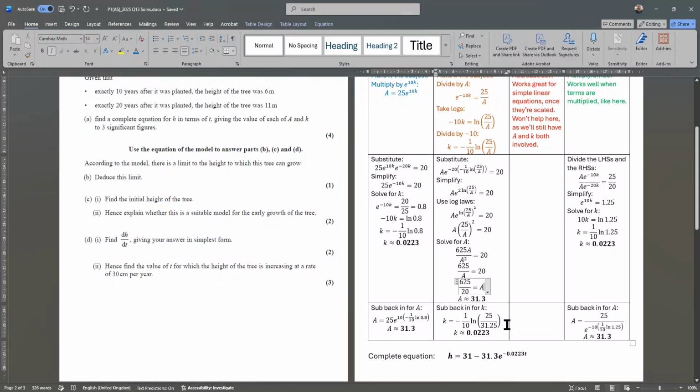As you can see, a bit of a slog. Once you've got one of the values, sub it back in to your expression for k, and you can find the other value. So at least that final step is relatively quick for all 3 methods.